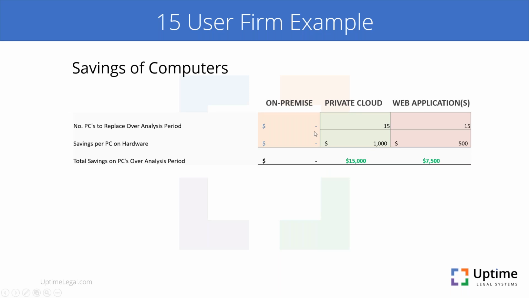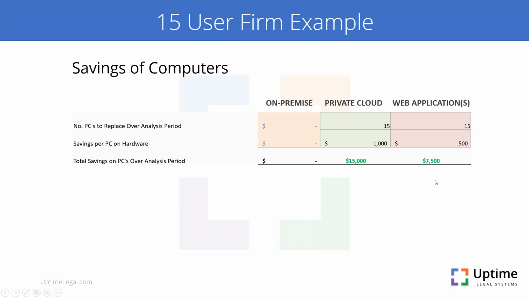All right, savings on computers. On premise, you're not going to save anything. Why? Because everything's installed on the local computers. Now, when you're looking at a private cloud, the weight of the applications is all riding on the cloud vendor. So you're going to be able to get away with virtually dummy terminals. So every new computer you buy when you're on a private cloud, you save on average $1,000 per computer. So you have to calculate that as a savings facet. 15 computers times 1,000, $15,000.